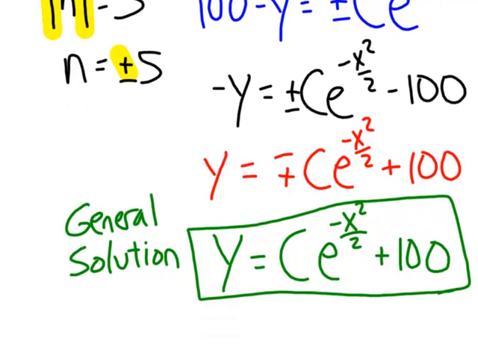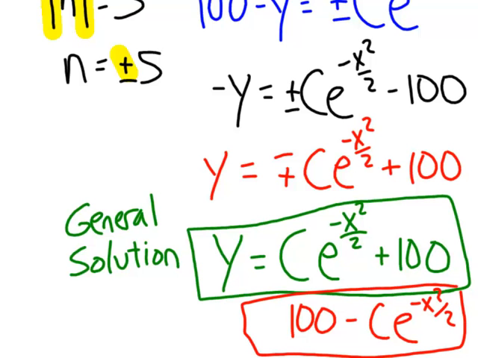We'll point out that in our textbook, for example, I've seen things like this: y equals 100 minus c e to the negative x squared over 2. On first glance, that looks like a different answer. But one more time, since c represents any arbitrary constant, whether you have a positive c e to the negative x squared over 2 or a minus c e to the negative x squared over 2, it really doesn't matter for the general solution. If c turned out to be positive 5 up here, that's the same as c being negative 5 down here. Make sense?